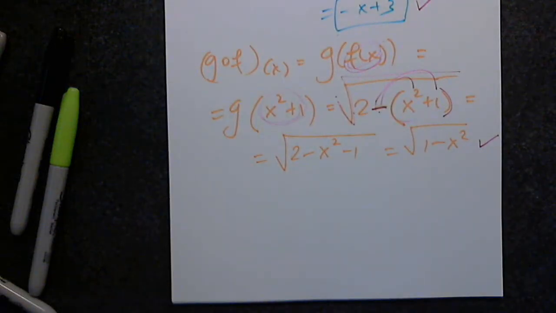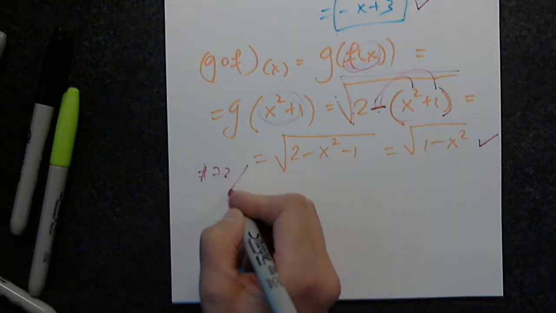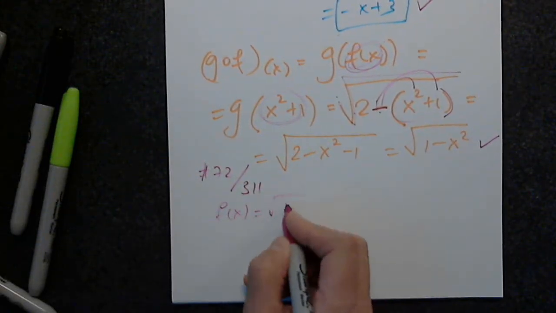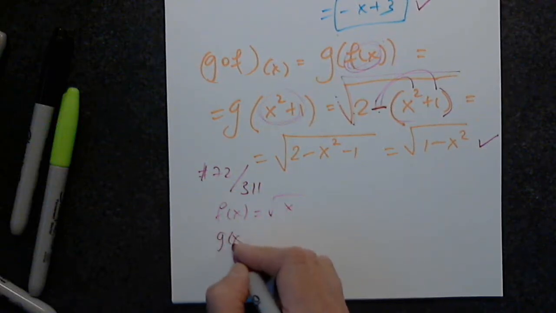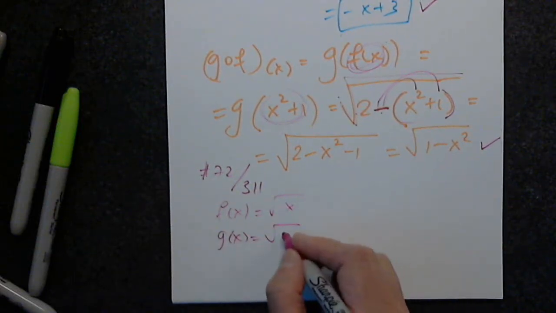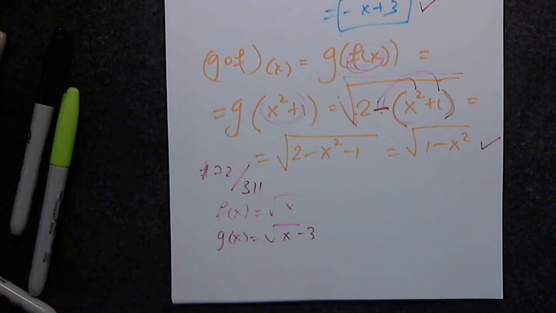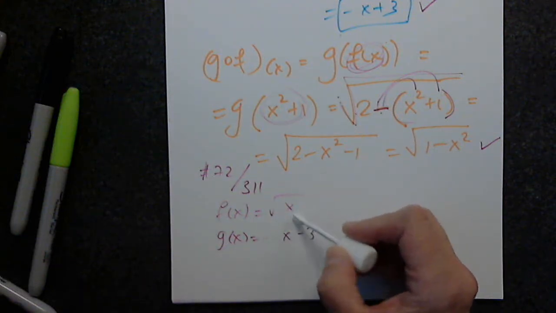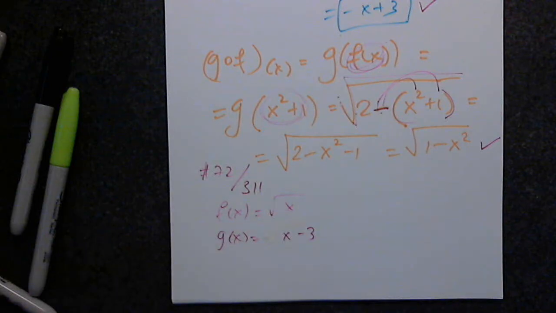Okay, so in another example, let's say we have 72, same page, 311. We have f of x equals the square root of x, and g of x equals, oops, I'm sorry, x minus 3. Do not write the square root. We are asked to determine both functions, f comma g and g comma f.